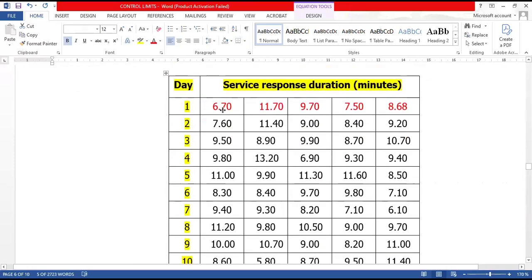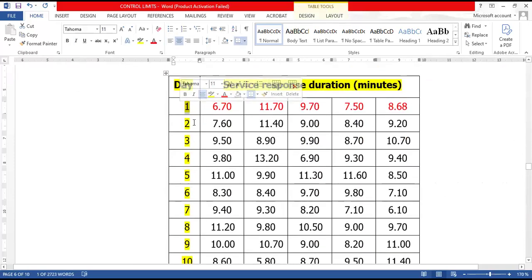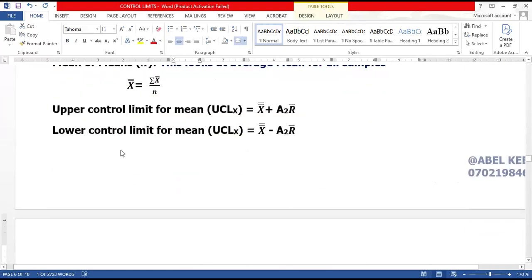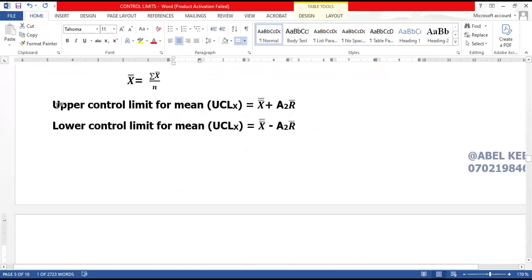You have 10 samples. So what is the sample mean for day 1? What is the sample mean for day 2? What is the mean for day 3? You'll be getting it for each. Then, how will you get the upper control limit for mean?